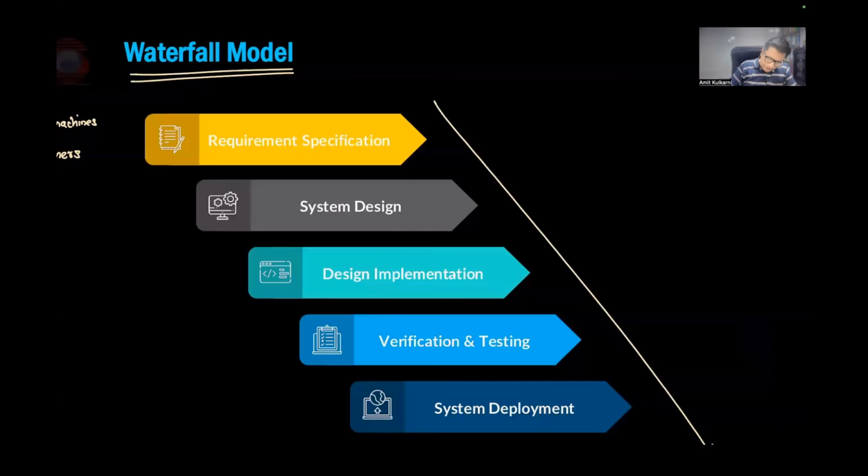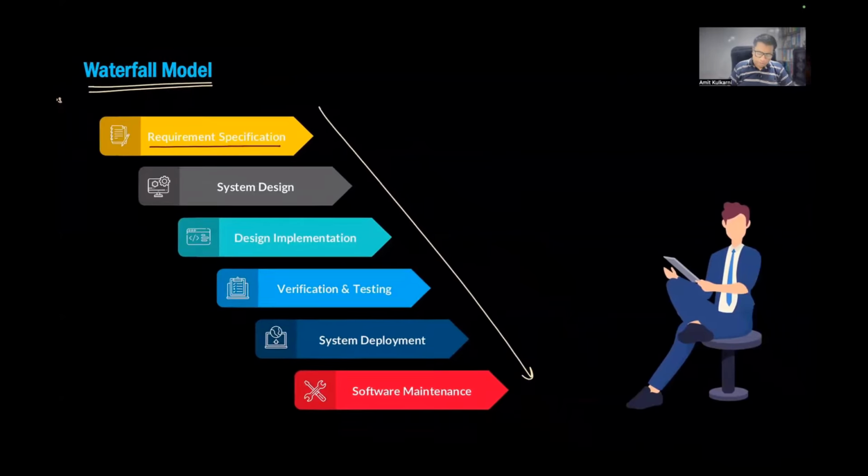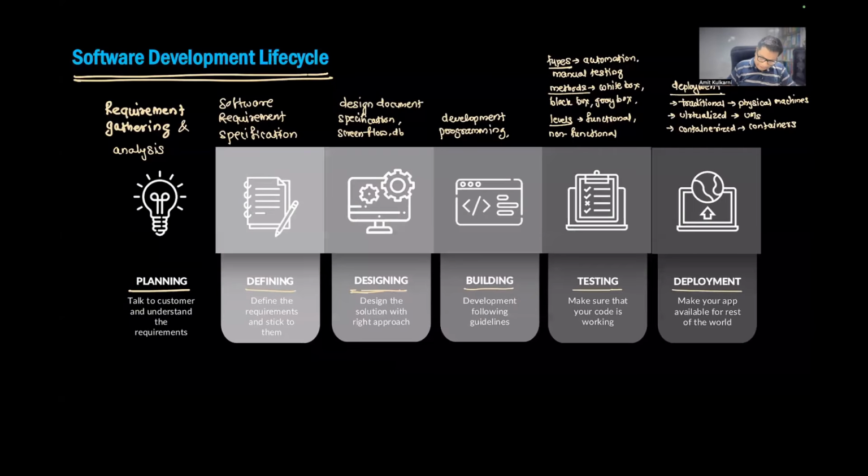Out of that, the first stage is requirement specification. The requirement specification is exactly similar to what we just discussed earlier: the requirement gathering, requirement analysis, and the requirement specification. So it's like the combination of the first two, planning and defining. It's a combination of these two.